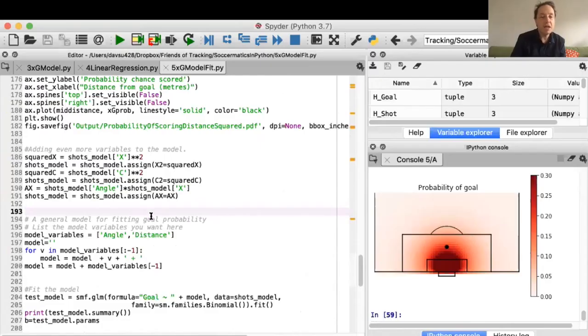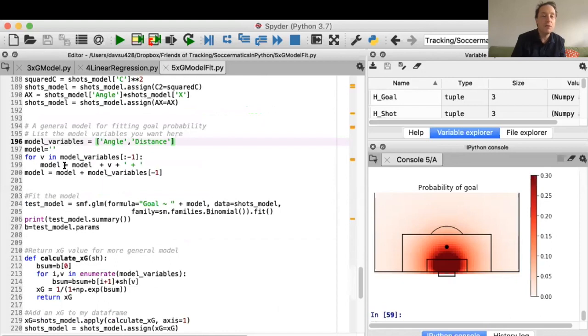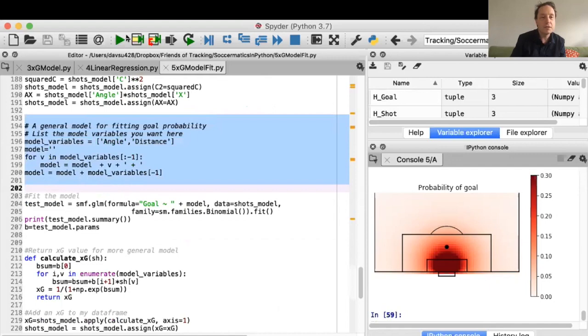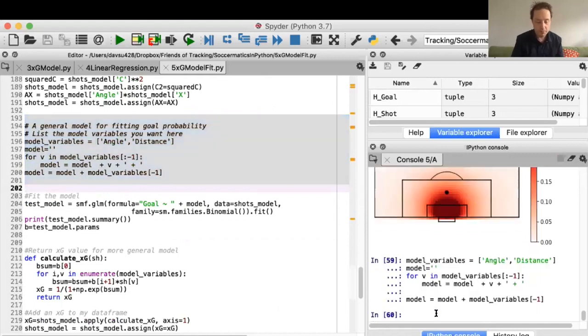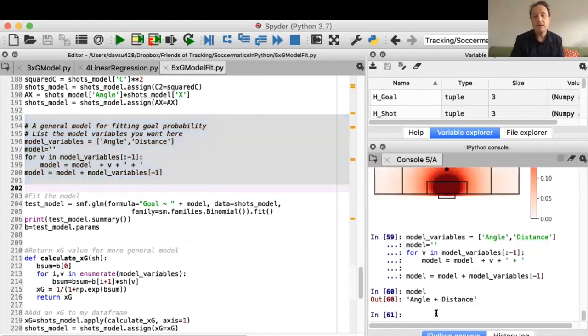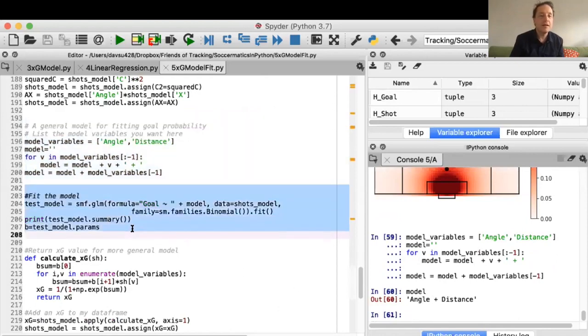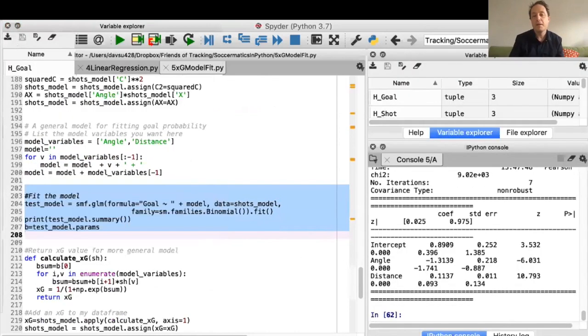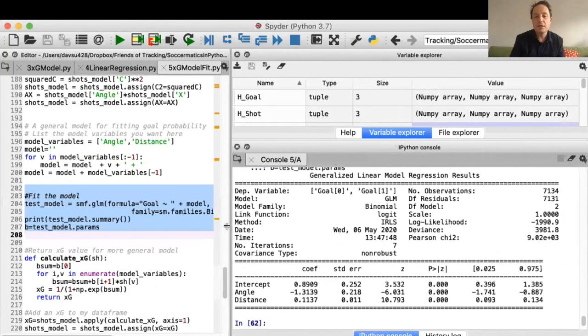I've set up a general model for fitting goal probability, and what you can do is put in the model variables, angle and distance in this case, which is what I just fitted. It will add all of those variables to the model. So we'll start by just setting up the model. The model I have here is that I'm interested in goal probability as a function of angle and distance. I can then fit the model here. And I think it's quite interesting to look a little bit more at what happens in the statistical fit here. Here I have the coefficients.